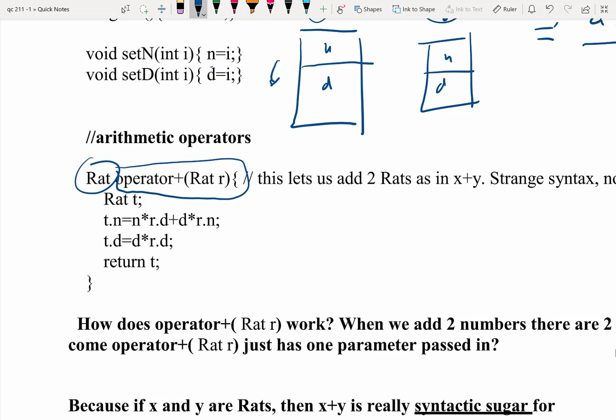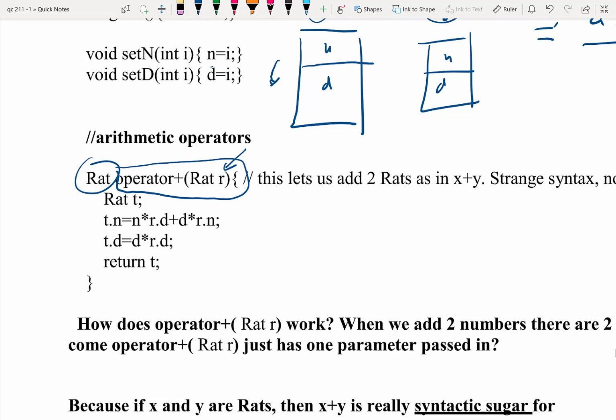But I want you to notice that if I add x plus y, there are two rats over here, but in the definition here, there's only one rat. So how does this in fact work? Which one is x, which one is y, and so on? You might recall what we just did before.